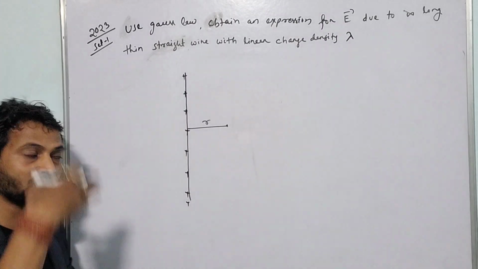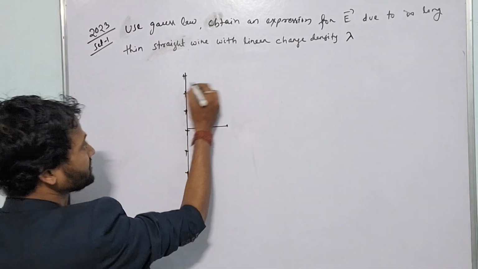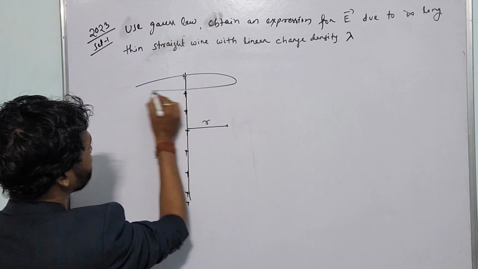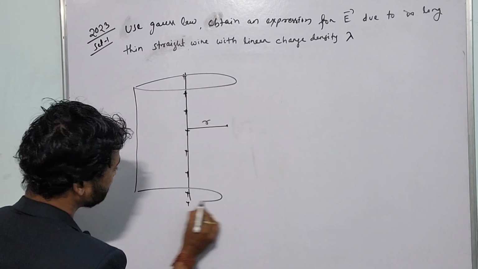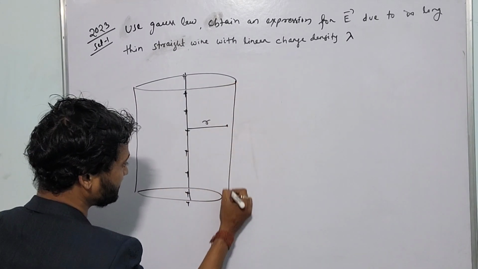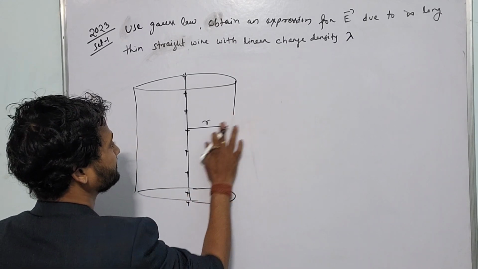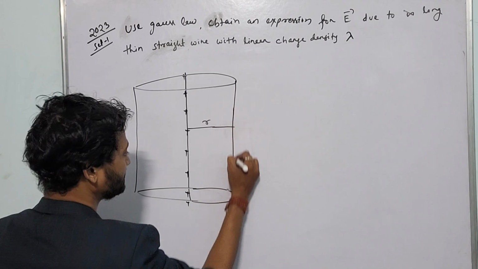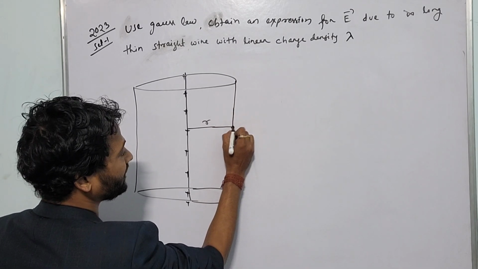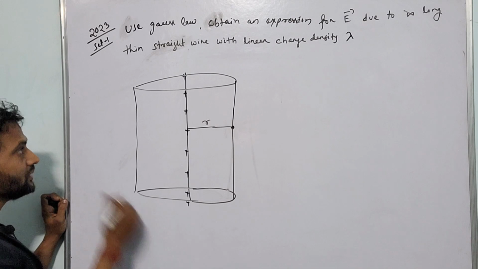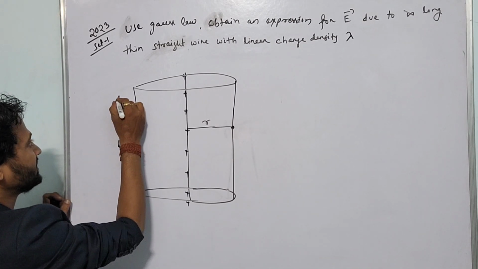What is a Gaussian surface? It is a closed surface around the charged body. So here the nature of the Gaussian surface will be cylindrical. So we'll have to take a Gaussian surface which is cylindrical in nature. Let the length of that cylinder be L.